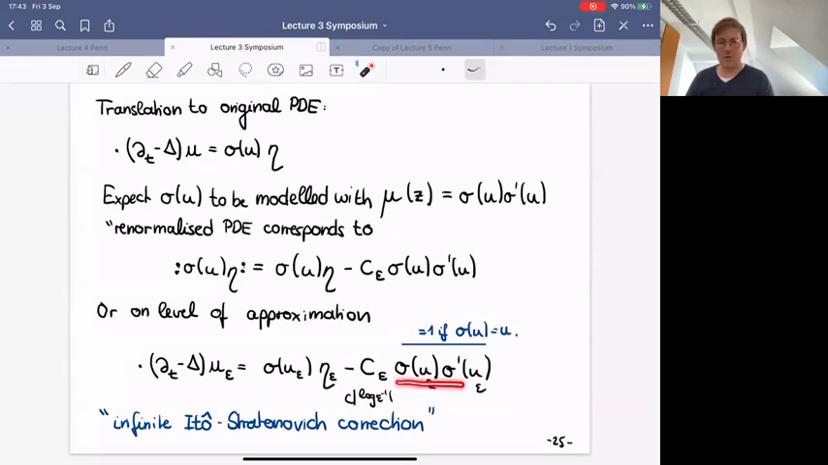So what we are going to get really looks like an Ito-Stratonowicz correction. If we work on the level of regularization, so we work with a regularized noise here, what we have to do in order to pass to the limit where we remove the regularization is to put in these counter terms, which really look like an infinite Ito-Stratonowicz correction.